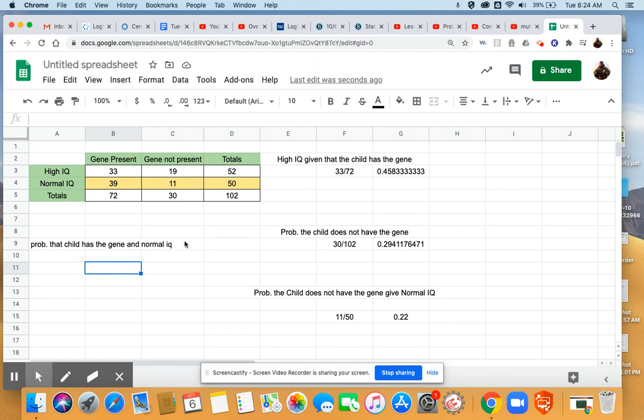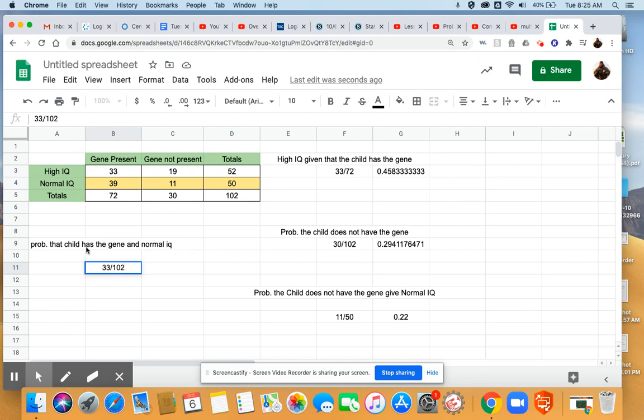There's no "given that" phrase here. It wants the child to have the gene and have a normal IQ. Well, children with the gene and a high IQ, you're looking for the intersection of the column and that row, because both of those things need to exist. Gene present and high IQ, that's 33 students. Because they didn't give a conditional statement that told us to only look at one group or the other, we have to go out of the total here.